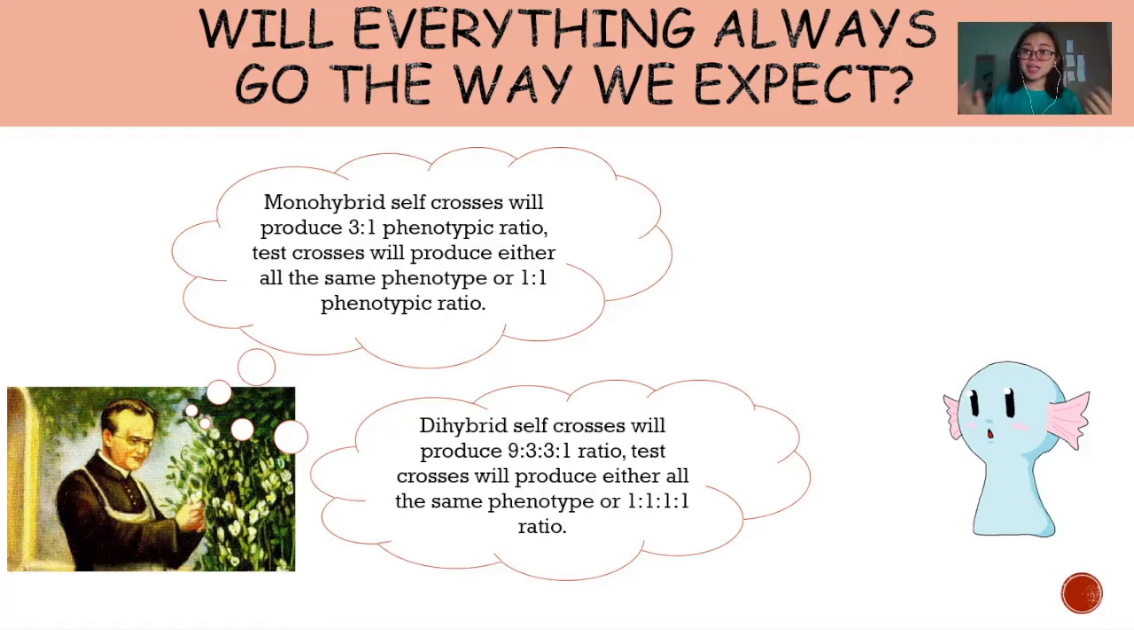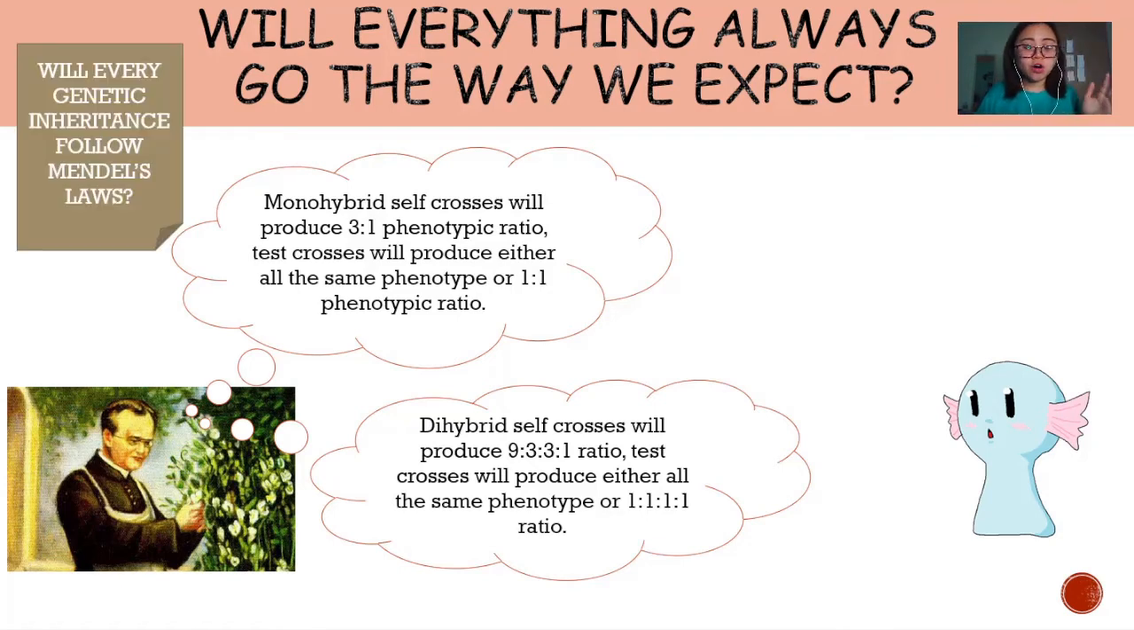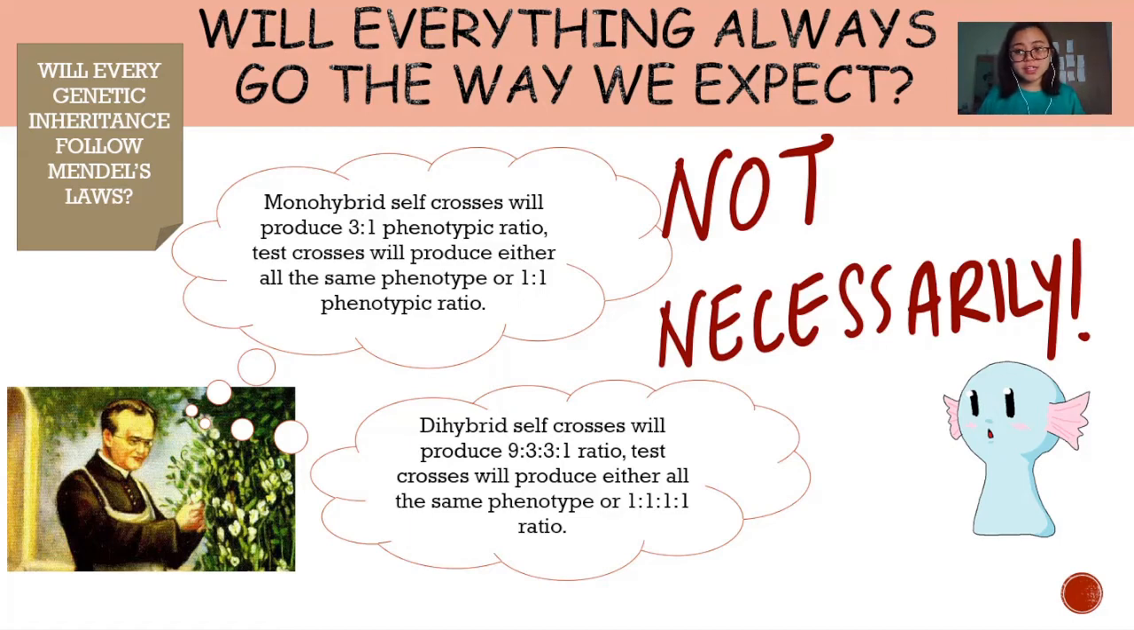And if you do a test cross with dihybrid inheritance, you'll either get all the same phenotypes or you will get a 1:1:1:1 ratio. Will all the inheritance experiments that we do follow this ratio? And will all genetic inheritance experiments follow Mendel's laws? You remember he had several laws, the first law and second law of inheritance. Well, the answer is no, not necessarily.